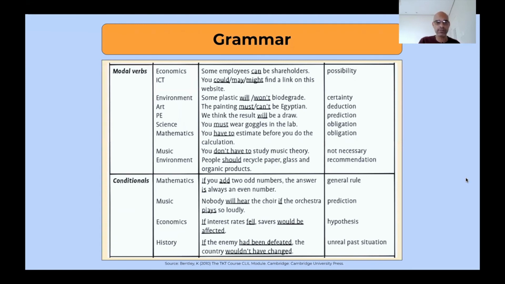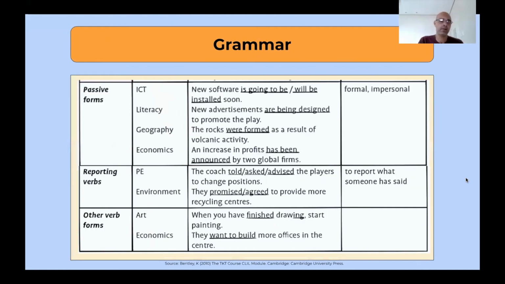When it comes to modal verbs and conditionals, those are used across subjects in general, especially modal verbs. You can't imagine a situation where a modal verb like can or may or will or have to is not used. Conditionals also. And of course we have passive forms and reporting verbs and other verb forms. I'm not necessarily going to read the tables because you can just stop the video and read them carefully. But those are very good examples taken from Ken Bentley's book that helps us prepare ourselves for the TKT CLIL test, a book that I highly recommend that you acquire and use.